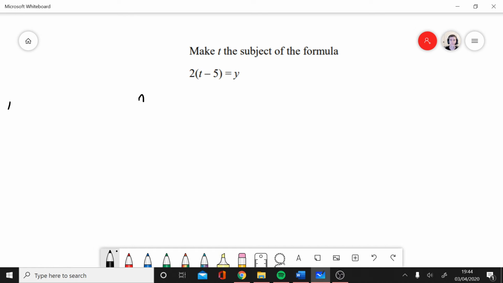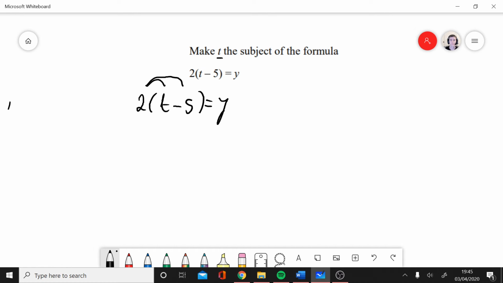Cool, here we go. So we have 2 lots of T minus 5 being equal to Y, and we want T to be the subject of the formula. So what we're going to do here, one thing you could do is immediately divide both sides by 2, but the other alternative is simply to expand out this bracket. So that's what I'd prefer to do.